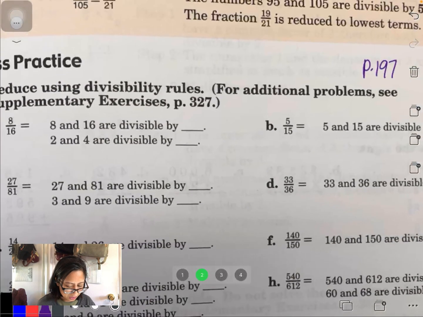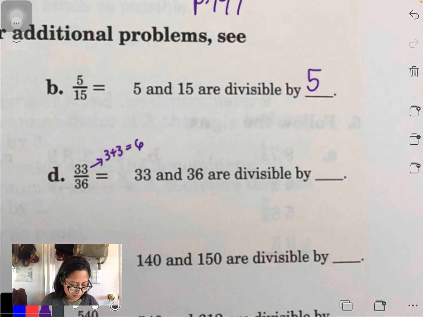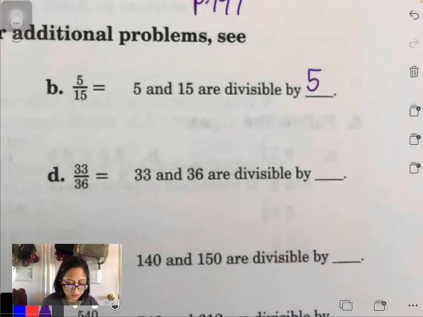I'm going to skip C and look at D. 33 and 36 are divisible by... Now, can I divide them by 2? No, because they're both not even. Can I divide them by 3? I can, because watch. If I break this down to 3 plus 3, that's 6. This would be 3 plus 6, that's 9. And both of those numbers, 6 and 9, are in the 3 song. 3, 6, 9. So yeah, I can divide them by 3. So 33 and 36 are divisible by 3. I can use that number to divide and reduce this fraction.